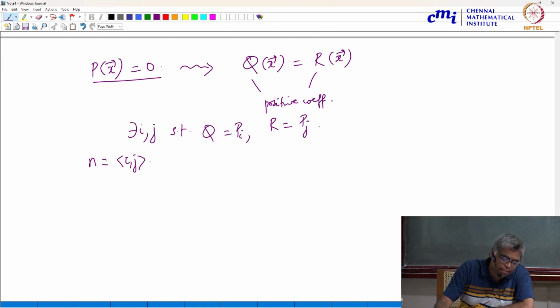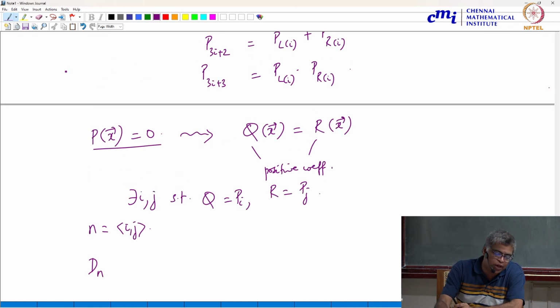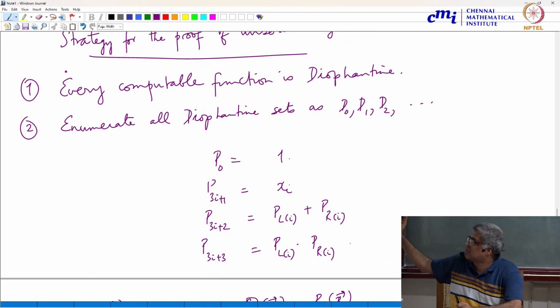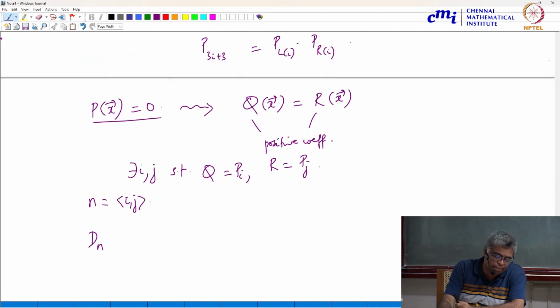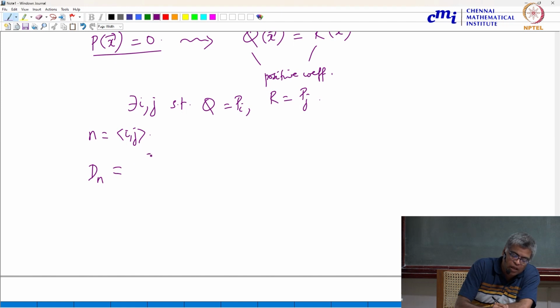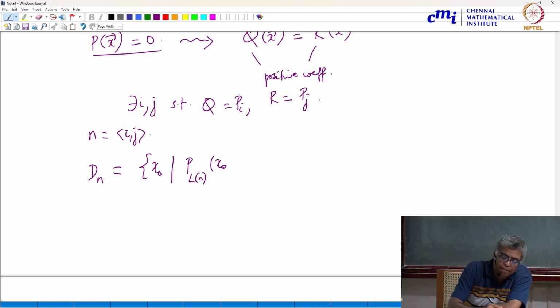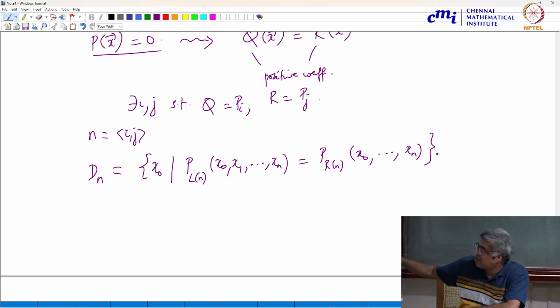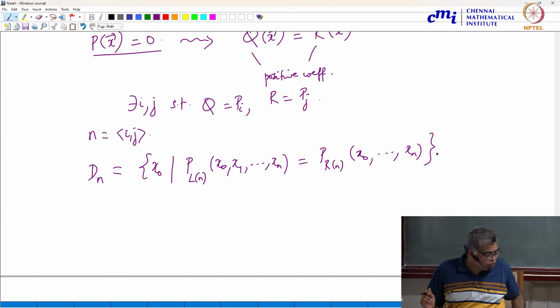So in general, Dn, remember that we want to enumerate the Diophantine sets. Dn is the set of all x naught such that P left function applied on n equals P right function applied on n. This is a very, very concrete kind of representation. Okay, why am I showing you this? Because of the next thing.